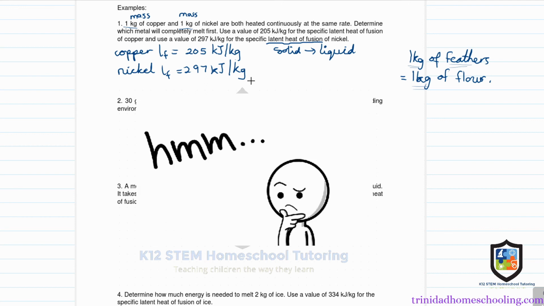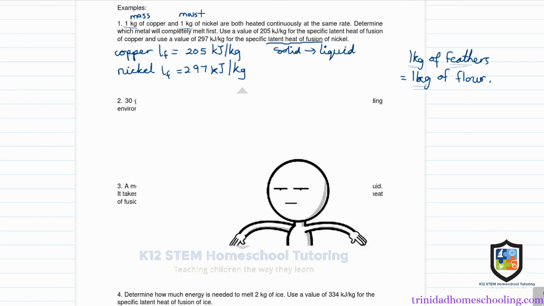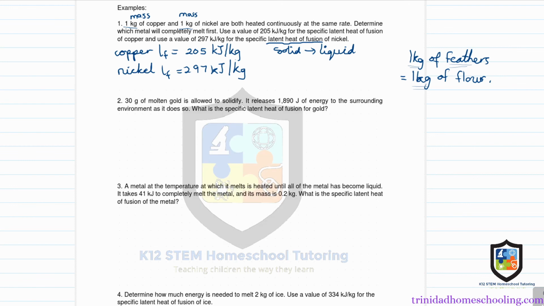So which one would melt first? The one that uses less heat, right? So when we reach a value of 205 kilojoules, copper will start to melt first. When we reach 297 kilojoules, then nickel will start to melt.